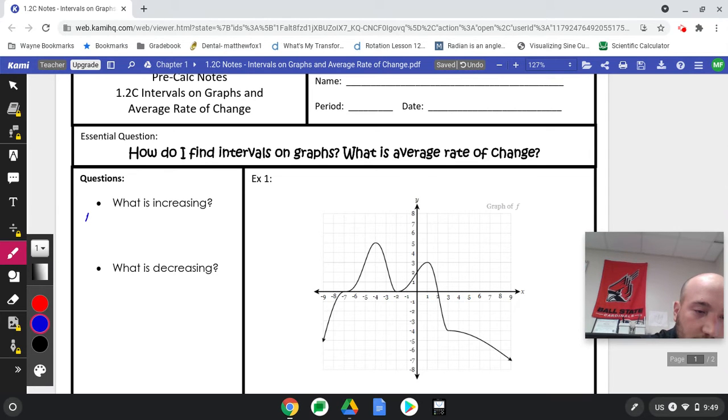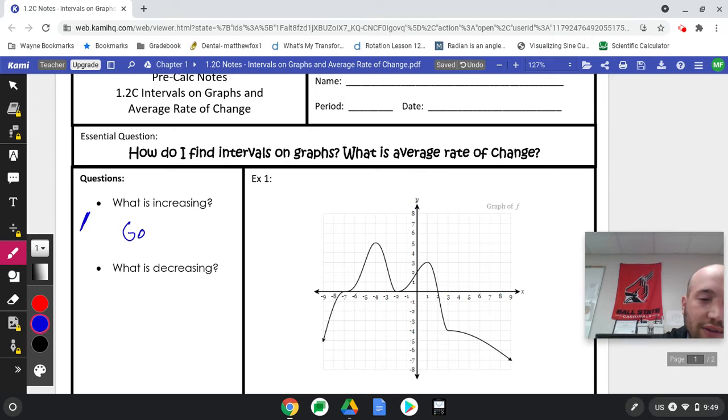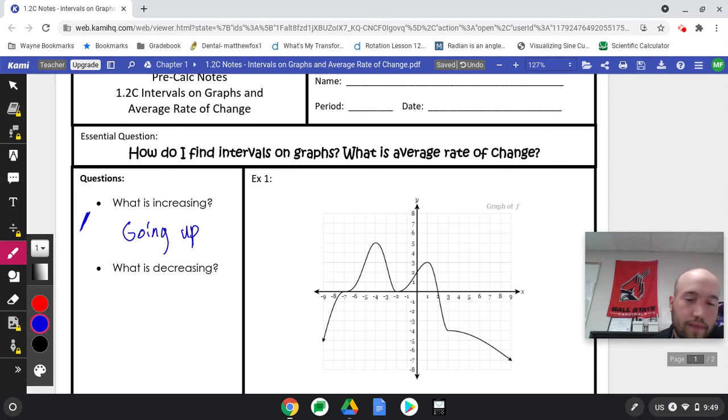So increasing, I'm going to highlight in blue, and this is basically just where is the result of our function going up. Where is it increasing in value? Where is it climbing? So if it starts here and it's increasing, it's getting higher.